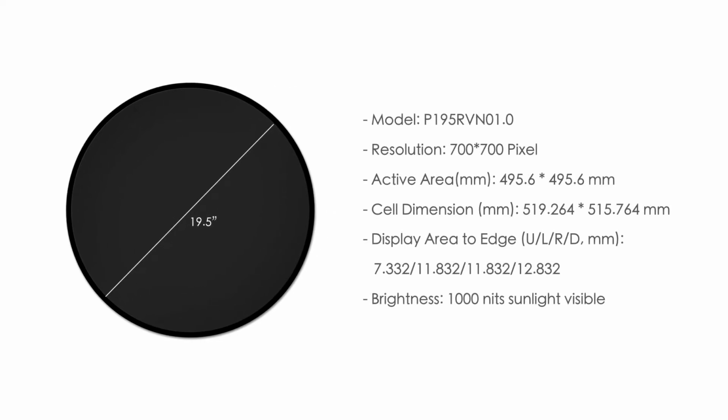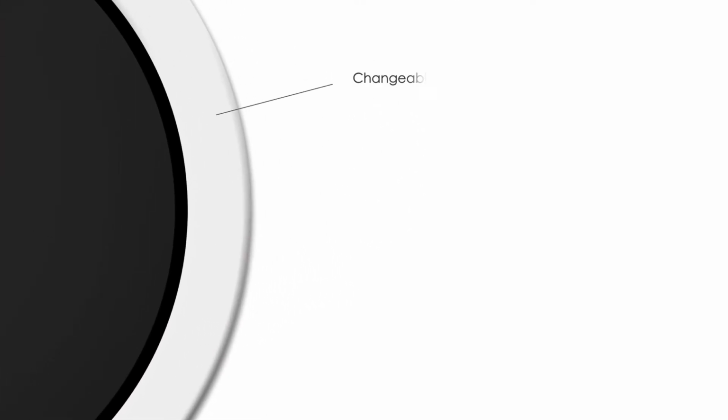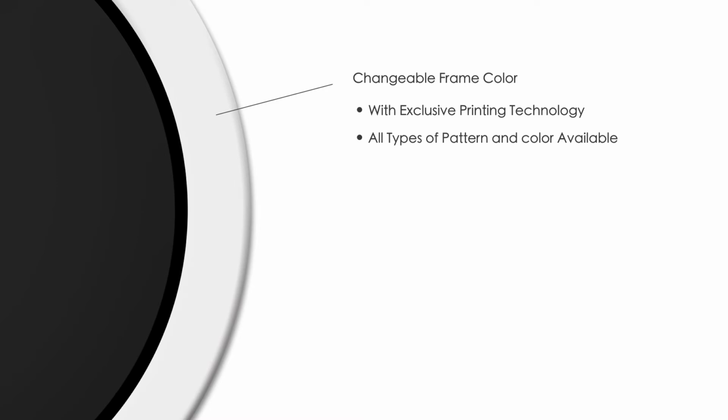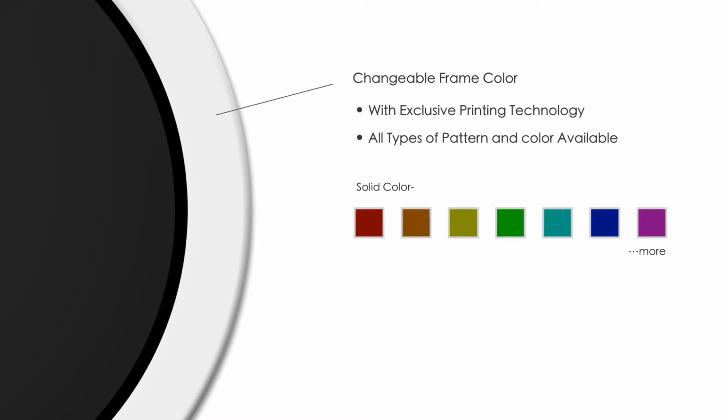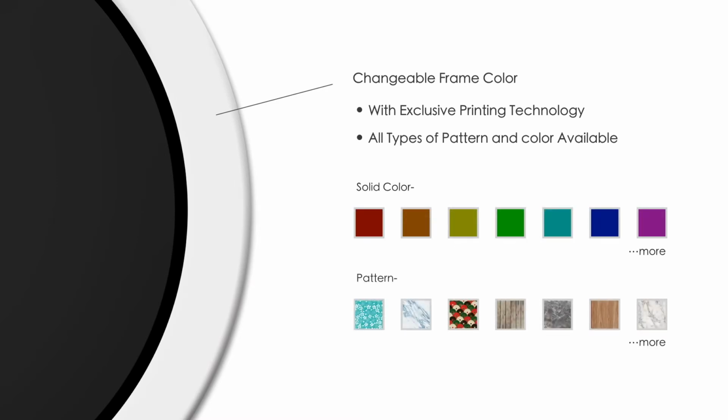The diameter of the LED round digital signage is 19.5 inches, and it is able to display its content clearly under direct sunlight. For frames, we offer professional and exclusive printing services. Hundreds of styles are available to fit every environment perfectly.